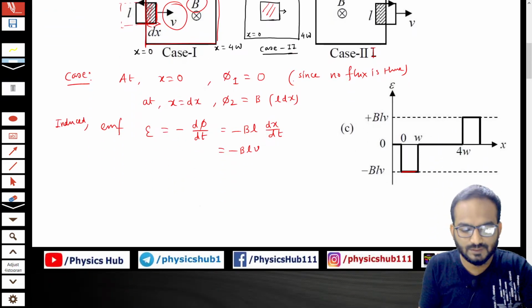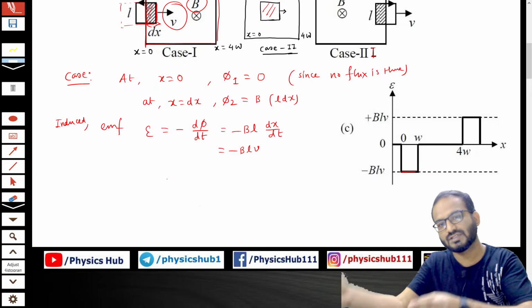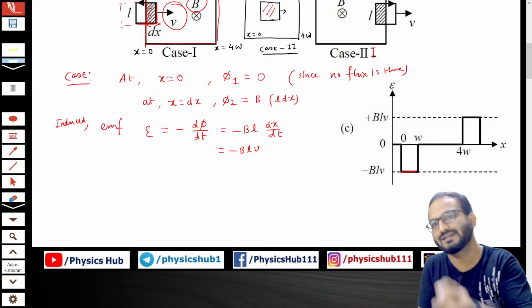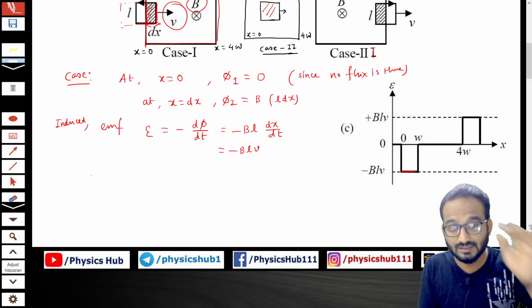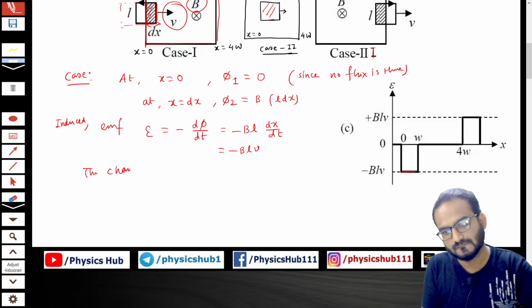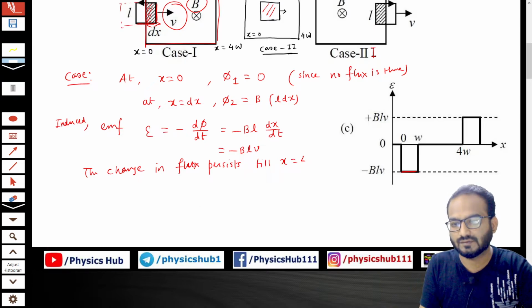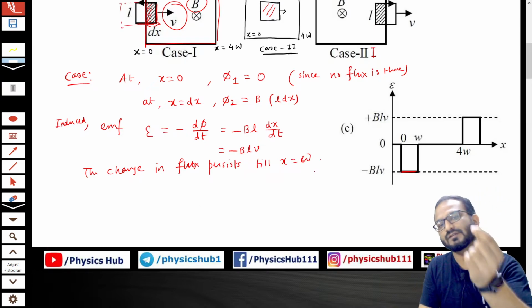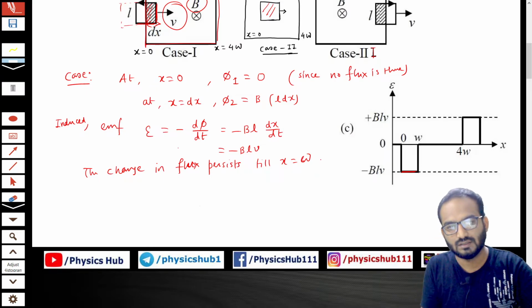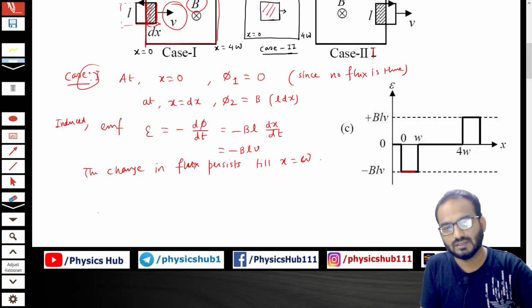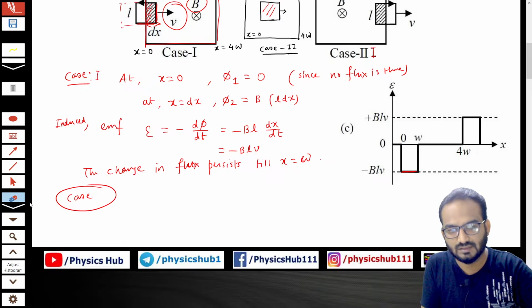Case 1. Now this flux will keep on changing till it is completely inside the magnetic field. You can write a line here that the change in flux persists till x equals W. Here x is the position coordinate of the front end of the loop which you have been asked. So this is case 1. In case 2, what we have... my handwriting is getting harder day by day, guys. This is case 1, this is case 2.